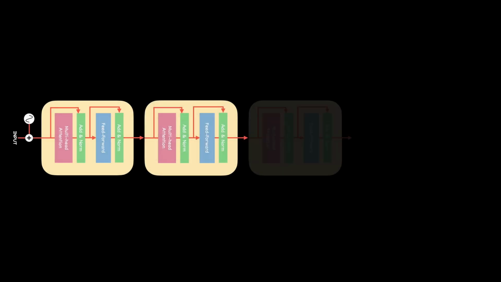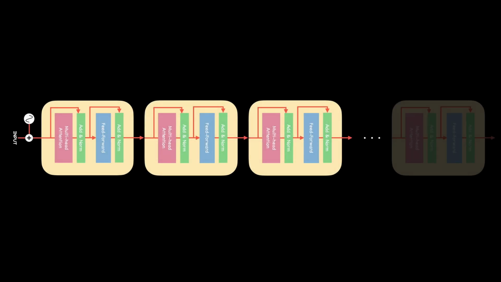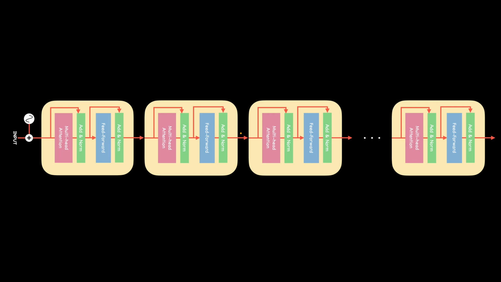Using this, we will create a deep network by stacking multiple encoder blocks on top of each other. In the original Transformers paper, 6 encoder blocks are stacked on top of each other, which means that the output of the first encoder block is passed as the input to the next encoder block. Similarly, the output of the second encoder block is passed as an input to the third encoder block, and so on. This process continues for 6 times as there are 6 encoder blocks.